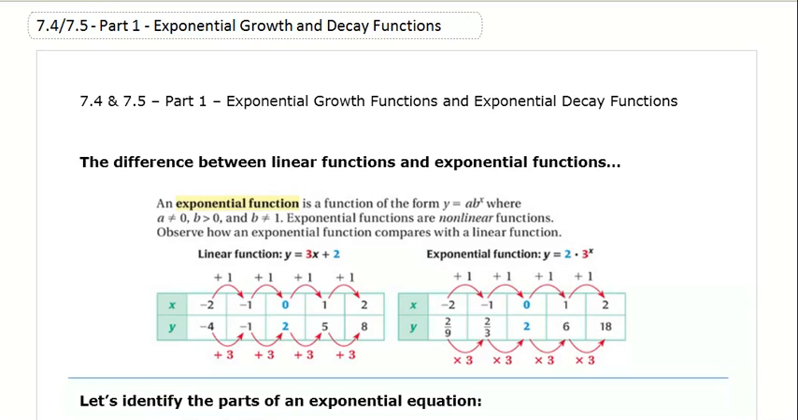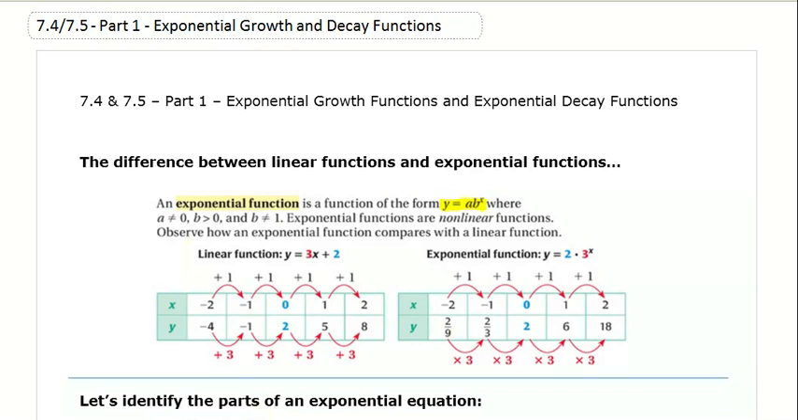When we look at graphs of exponential functions, you're going to see that these tend to grow or shrink very quickly. So what's the difference between linear functions and exponential functions? An exponential function is a function in the form y equals a times b to the power of x, where a can't equal 0, because then nothing is happening, b is greater than 0, and b also can't equal 1. So let's see what happens in these charts.